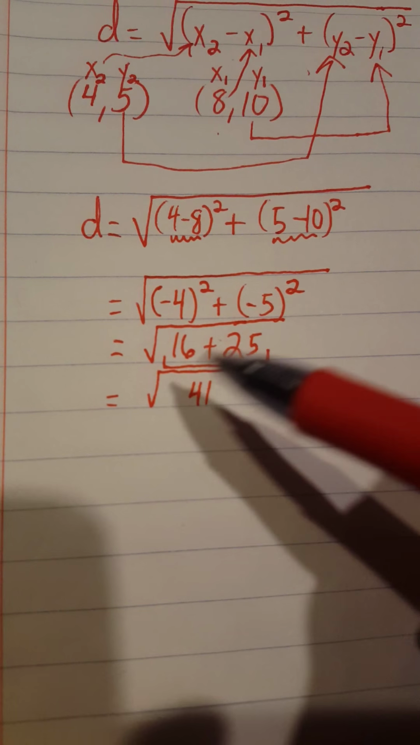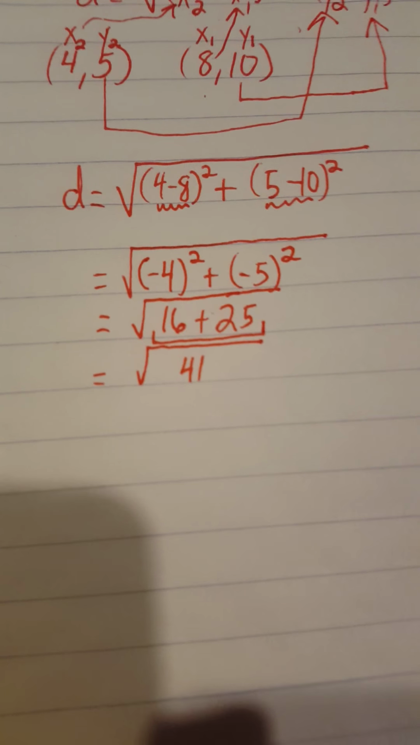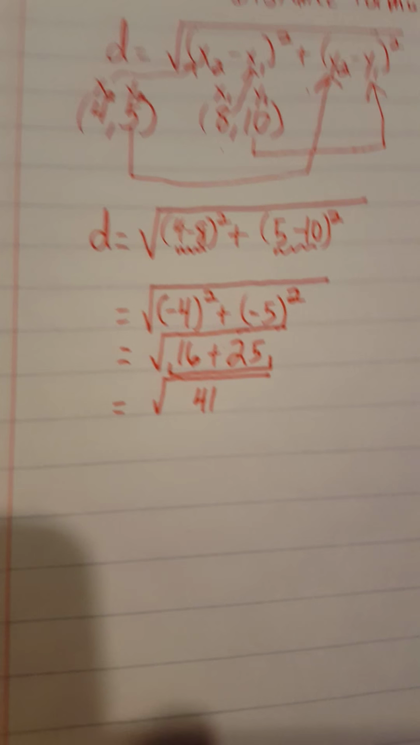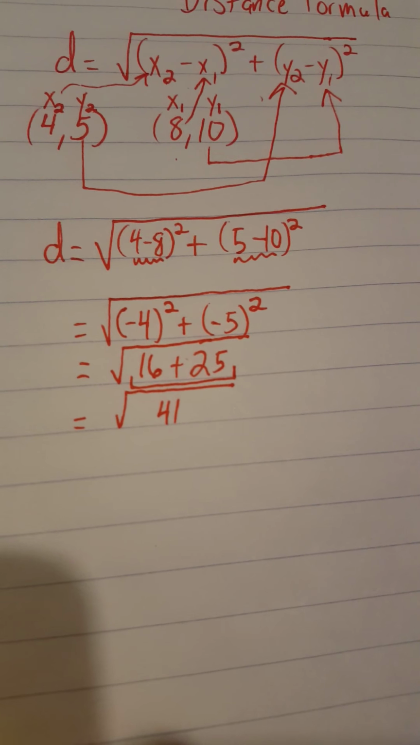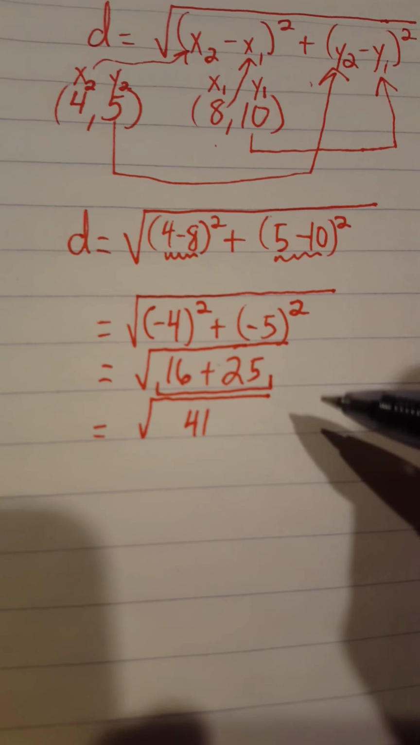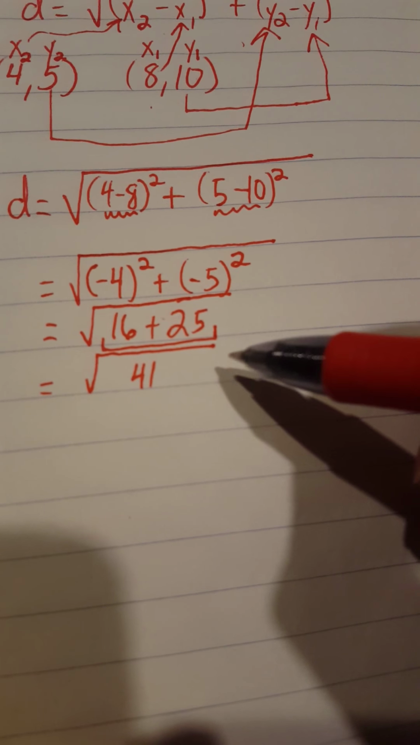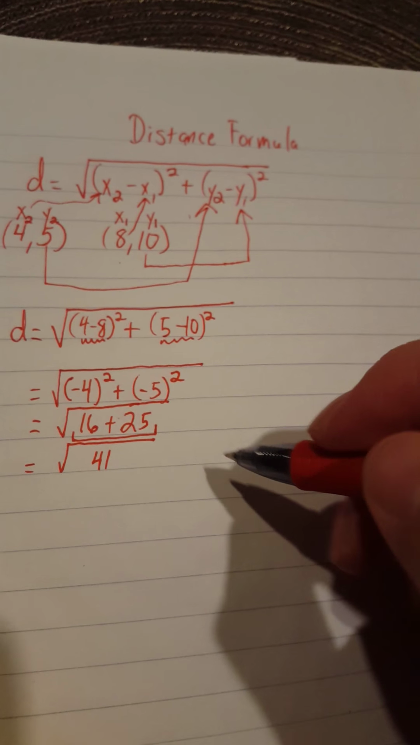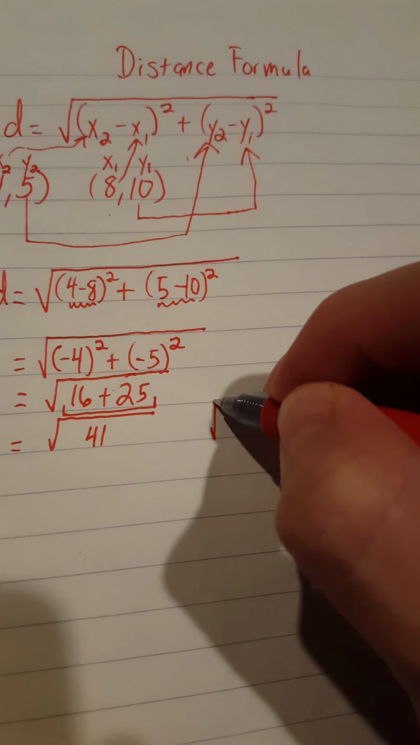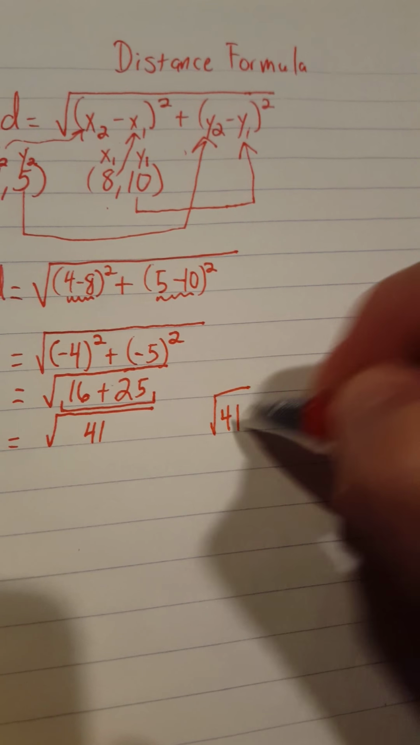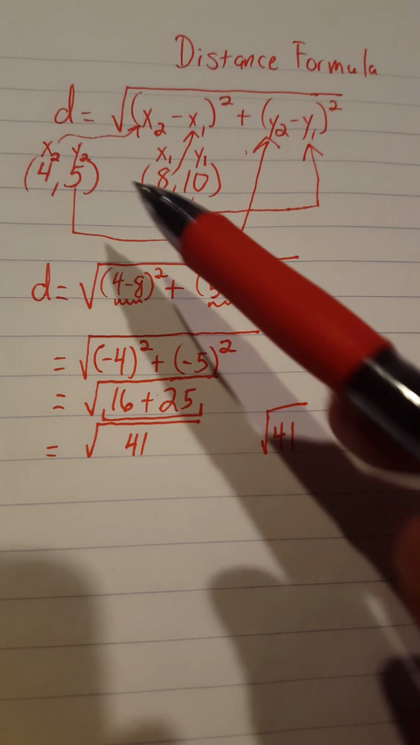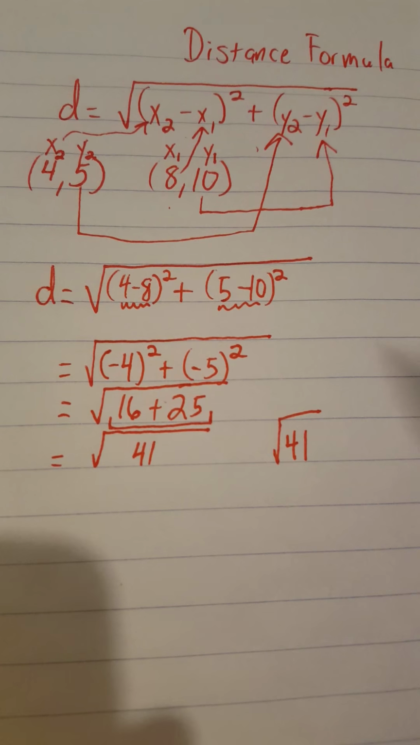Now, the key with this is that your teacher might want you to simplify this if possible. But there's something about 41 that I want you to see if you can figure out. What is it about 41 that tells me whether I can or cannot continue to simplify this? So I'll just write this. This is where we're at right here. The square root of 41. Is this or is this not the final distance between 4 comma 5 and 8 comma 10?